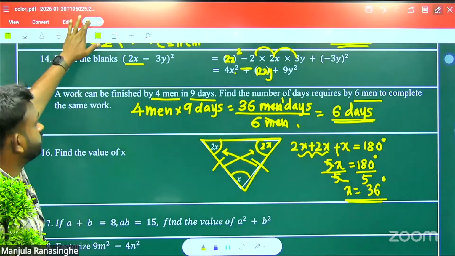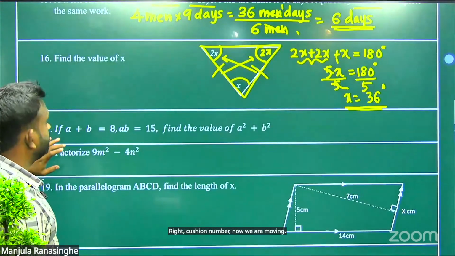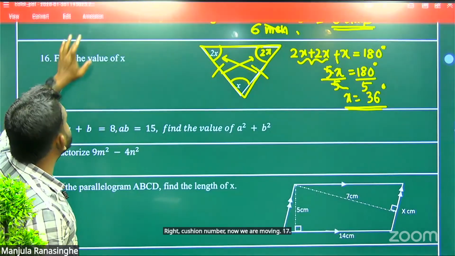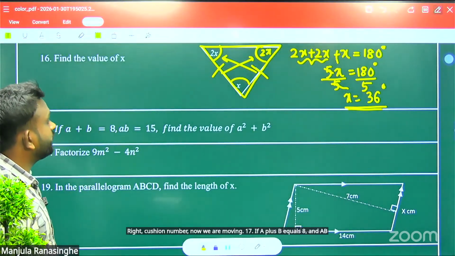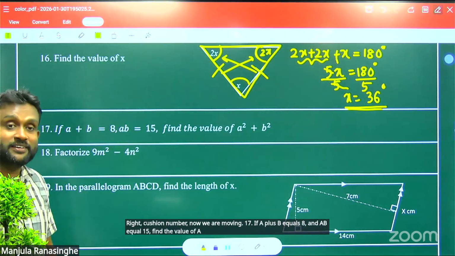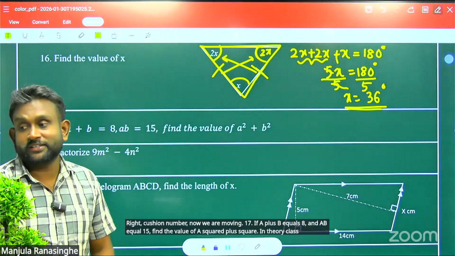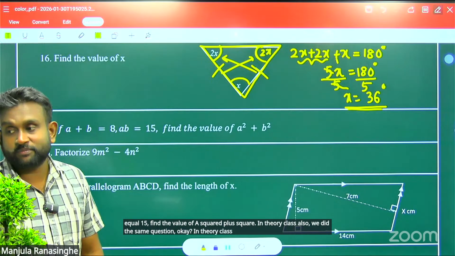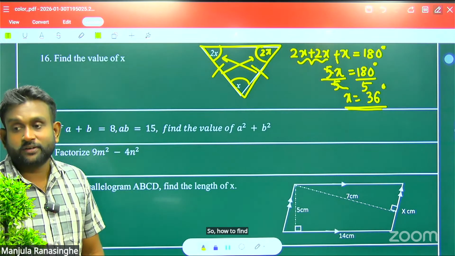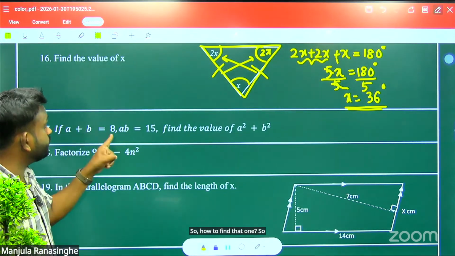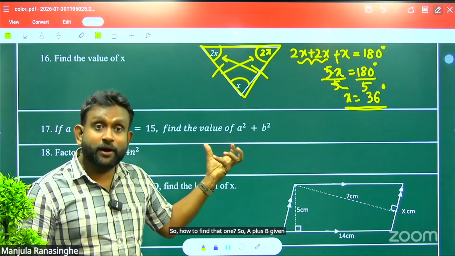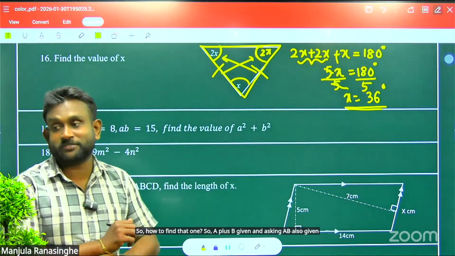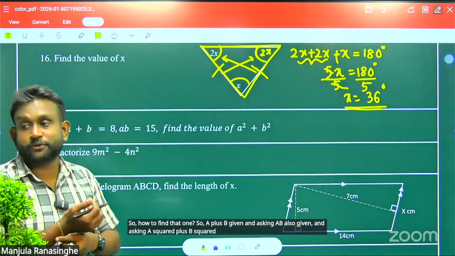Right, question number, now we are moving to 17. If a plus b equals 8 and ab equals 15, find the value of a squared plus b squared. In theory class also, we did the same question. Okay, in theory class also, we did the same. So how to find that one? a plus b is given, ab is also given, and they are asking a squared plus b squared. How to deal with this question?